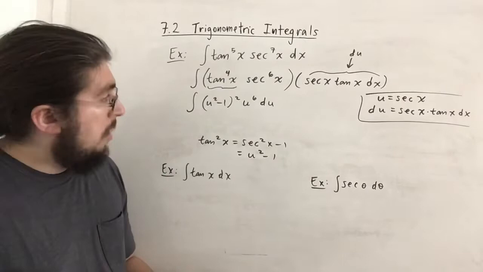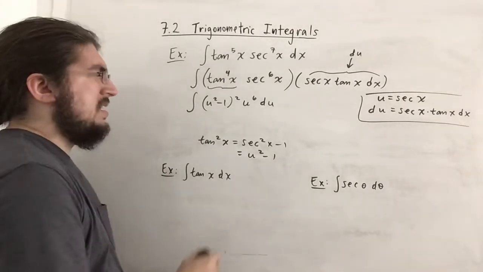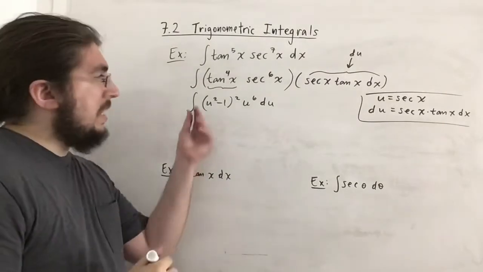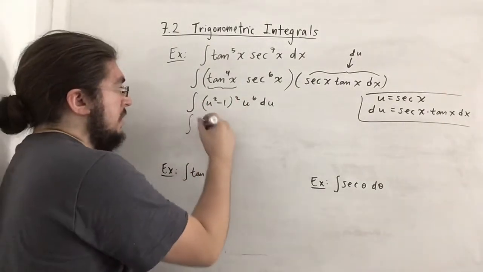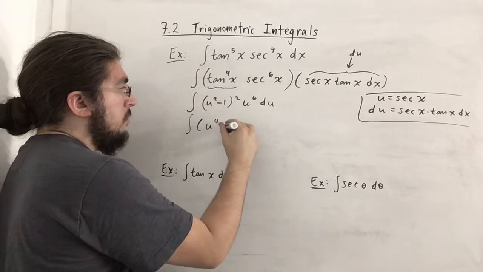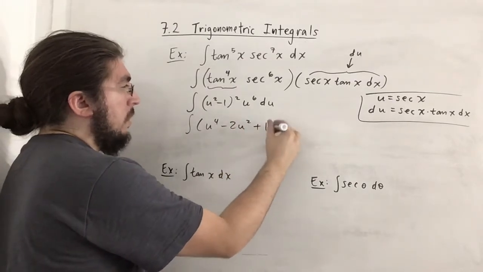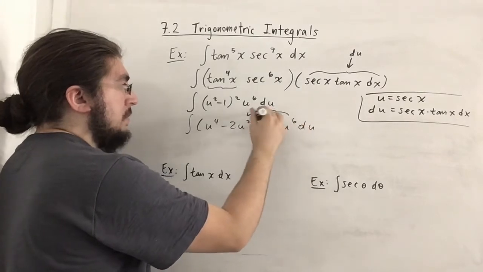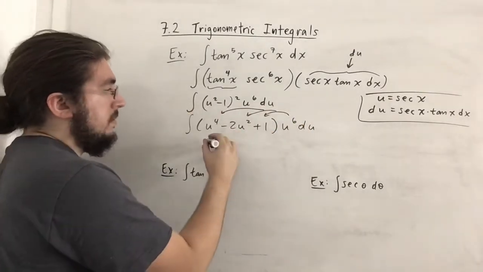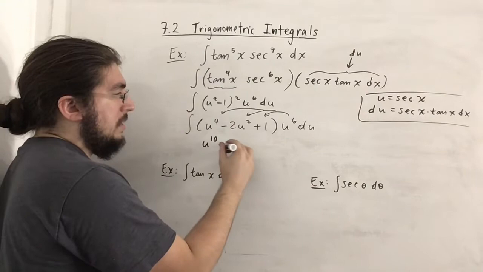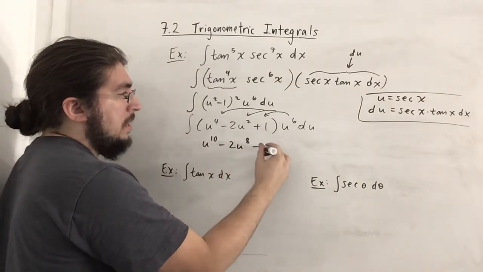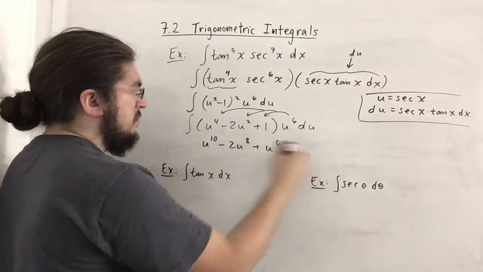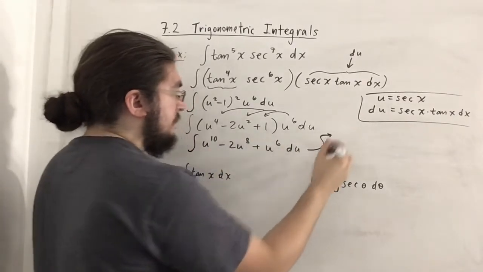Not too bad. So now all we have to do is distribute this u to the sixth, and this looks similar to what we had previously. Actually, I kind of lied. We have to expand this out first. So if we expand this out, we get u to the fourth minus 2u squared plus 1, then distribute u to the sixth. There we go. And then back substitute, plus c, and game over. So we have u to the 10th minus 2u to the 8th plus u to the 6th, du, and we take the antiderivative.